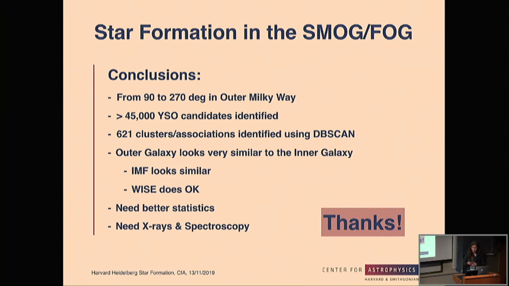Okay. Quick question about your SMOG field. So you had two populations, basically at two different distances, passing through different spiral arms. Was there anything statistically significant between those two populations?